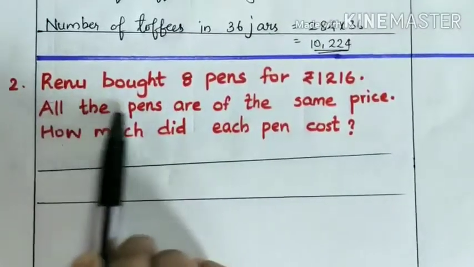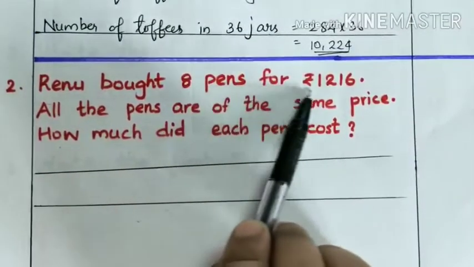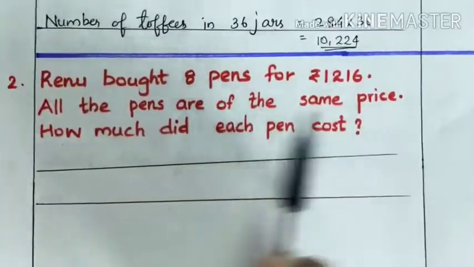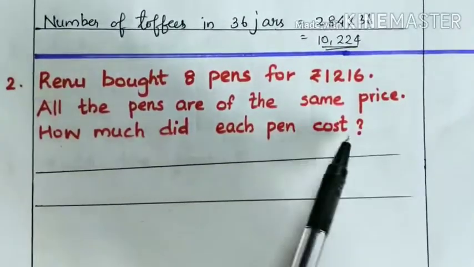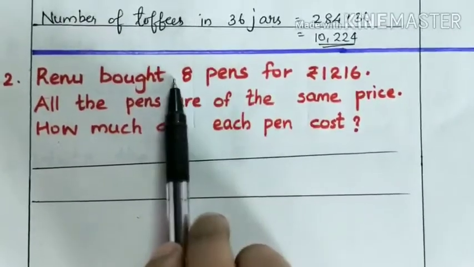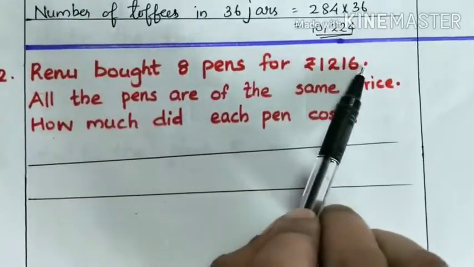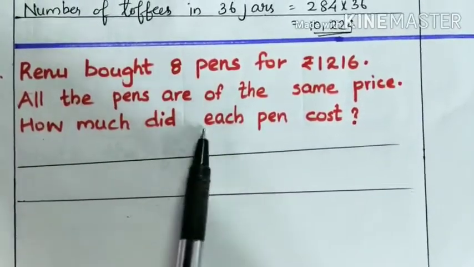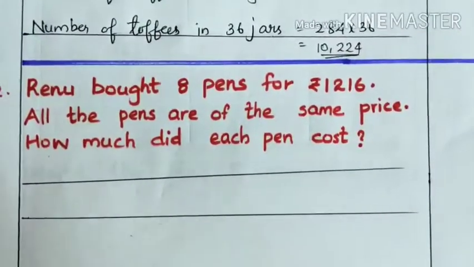Next question. Renu bought 8 pens for rupees 1,216. All the pens are of the same price. How much did each pen cost? First step, cost of 8 pens equals 1,216 rupees. Second step, cost of 1 pen. We have to divide.